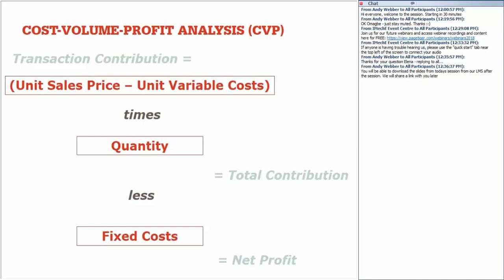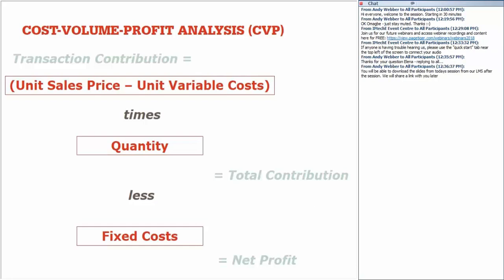The reason it's called contribution, by the way, is because it's a contribution towards meeting your fixed costs, your rent and phone bill and so on. So if I then multiply the unit contribution, the transaction contribution, by the number that I sell, I get the total contribution, or total gross profit. And if I then take off my fixed costs, then I'm left with net profit.